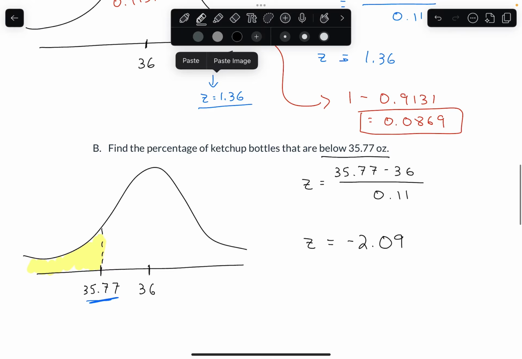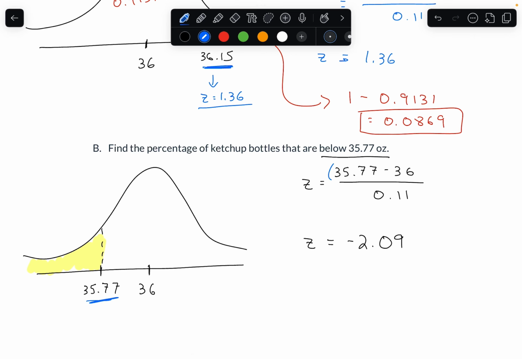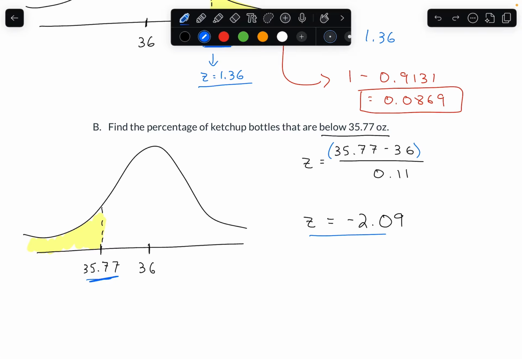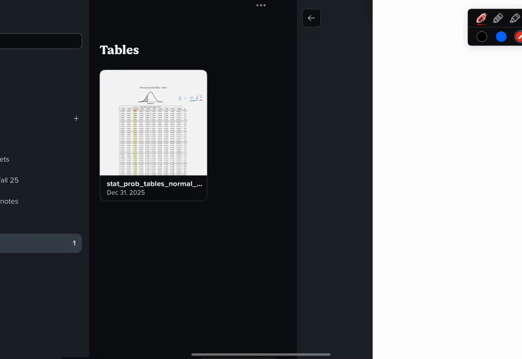One thing that I'll mention, if you are going to try and do the z-score formula all in one step in your calculator, you are going to have to put that numerator in parentheses, so just be extra careful. I will usually just go ahead and calculate out the numerator and then divide by the denominator in a separate step. But here's our z-score, negative 2.09. At this point, we just want to find the area to the left of this value. So the area to the left of negative 2.09, we need our z-table.